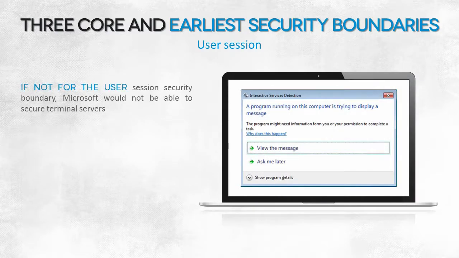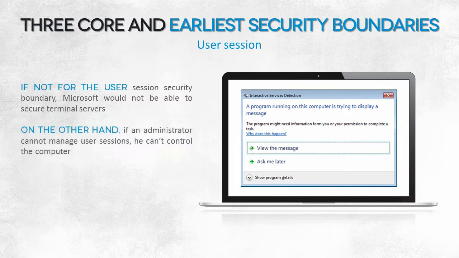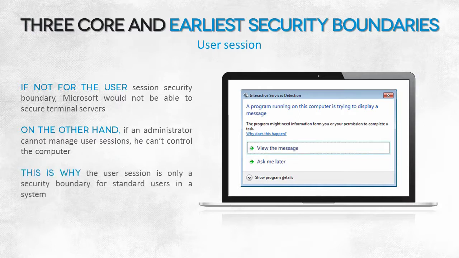We've mentioned that this boundary is of key importance to a terminal server. There is a problem, however. If a user session really defined a security boundary, this would mean that an administrator doesn't have full control over his own computer since he can't interfere with the processes launched by other users. This shouldn't happen. A user session has been set to define a security boundary, but only for standard users.